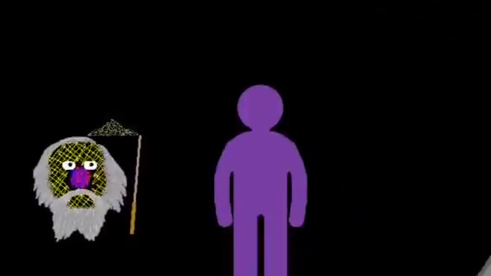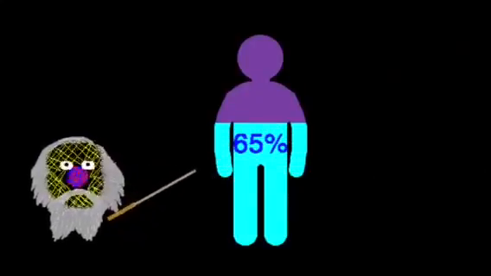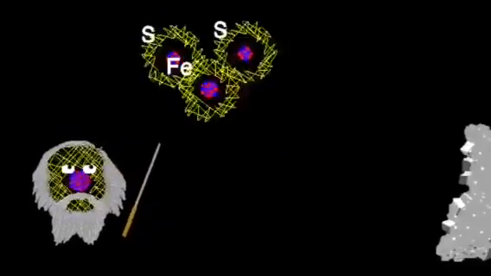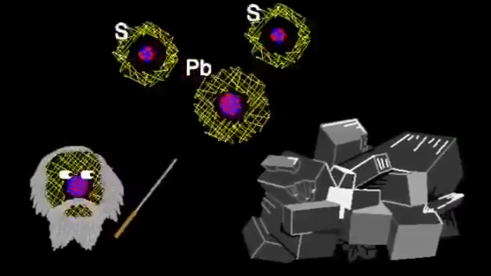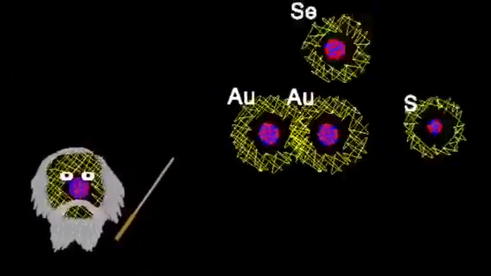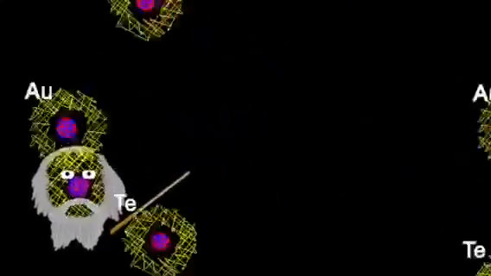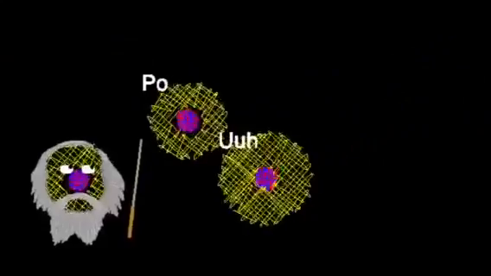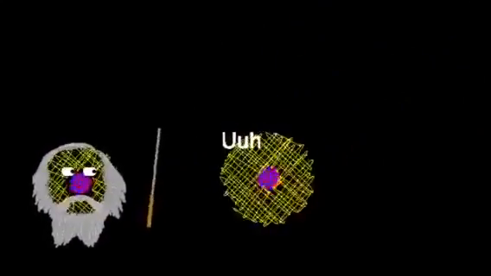Oxygen also makes up 65% of our bodies. Well, 65% of your body. I'm 100% Mendelevium. Sulfur forms pyrite and iron ore and bonds with lead to form galena. Oxygen, sulfur, selenium, and tellurium all bond with gold, forming various ores known as gold chalcogenides. However, polonium is too scarce to form any notable compounds, and ununhexium does not occur naturally.